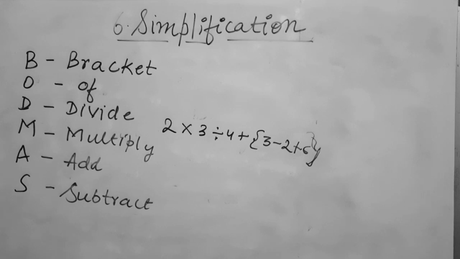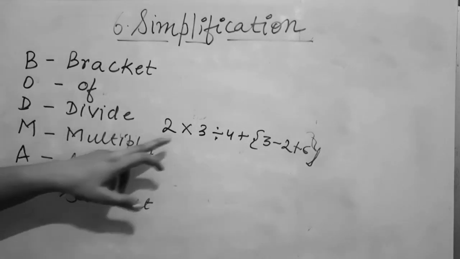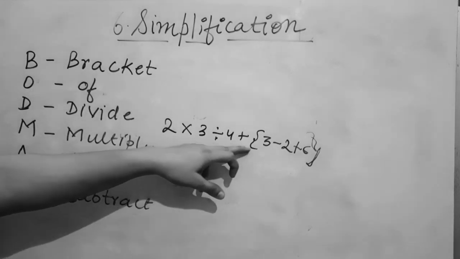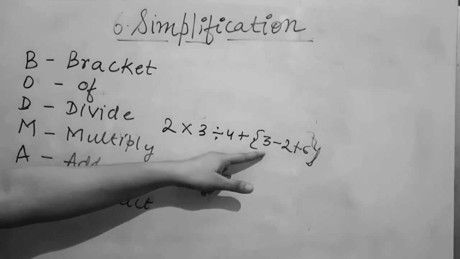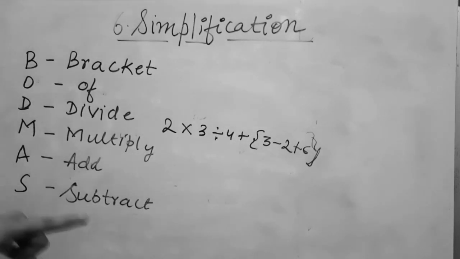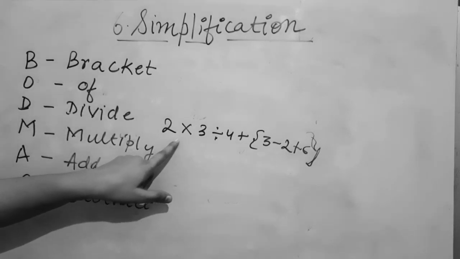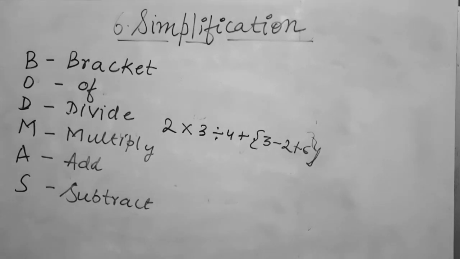Now what you have to do, don't see these signs, that here it is negative, here it is positive, so that first we will solve the divide. Firstly you have to solve the things given in the bracket. So firstly you will solve this part, 3 minus 2 plus 6. After solving this, you are going to divide, then you are going to multiply and then you are going to add. So the things which are given in the bracket, you are going to solve those things first. So I hope you must have understood what is the BODMAS rule.